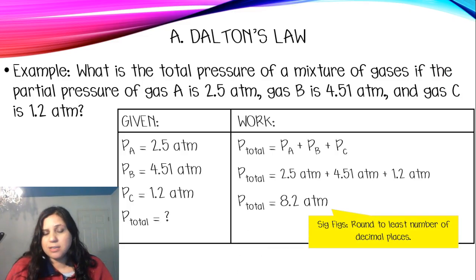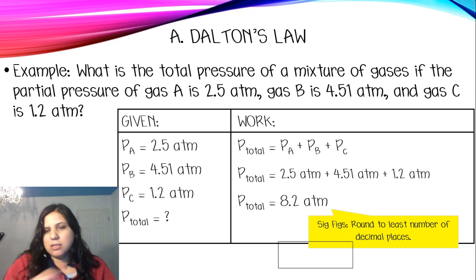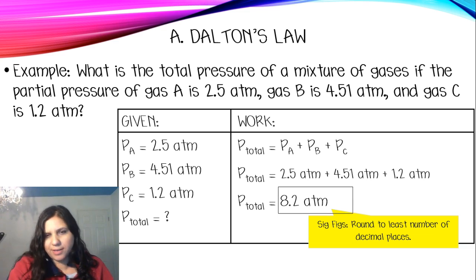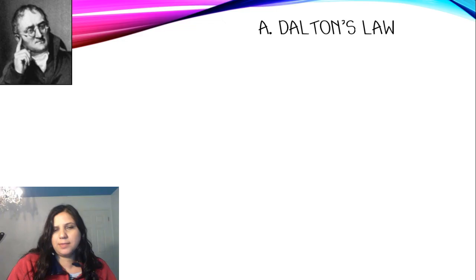I add them all together, 2.5, 4.51, and 1.2, and I get 8.2 atmospheres. For my significant figures, I'm going to round to the least number of decimal places, since this is addition. So 8.2 is my final answer, since this has 1 place, that has 2, that has 1, so 1 place past the decimal is the least.